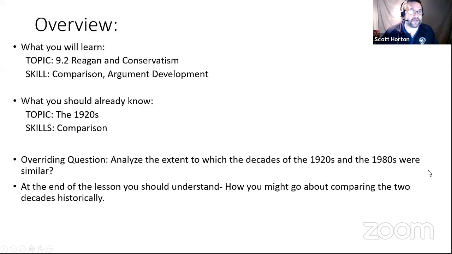So our lesson overview today, we're going to focus really on topic 9.2, Reagan and Conservatism. The skill will be comparison. That's why we started out with that, the little definition or redefinition of that. And argument development. I want you to think about that in the background here. One of the skills on the DBQ, of course, is to develop a cogent historical argument throughout the essay. So we're going to work towards that.